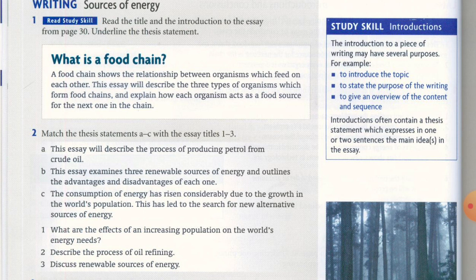The first task, underline the thesis statement. A food chain shows the relationship between organisms which feed on each other. This essay will describe the three types of organisms which form food chains and explain how each organism acts as a food source for the next one in the chain. This essay will describe is the thesis statement. It begins with this essay will describe.